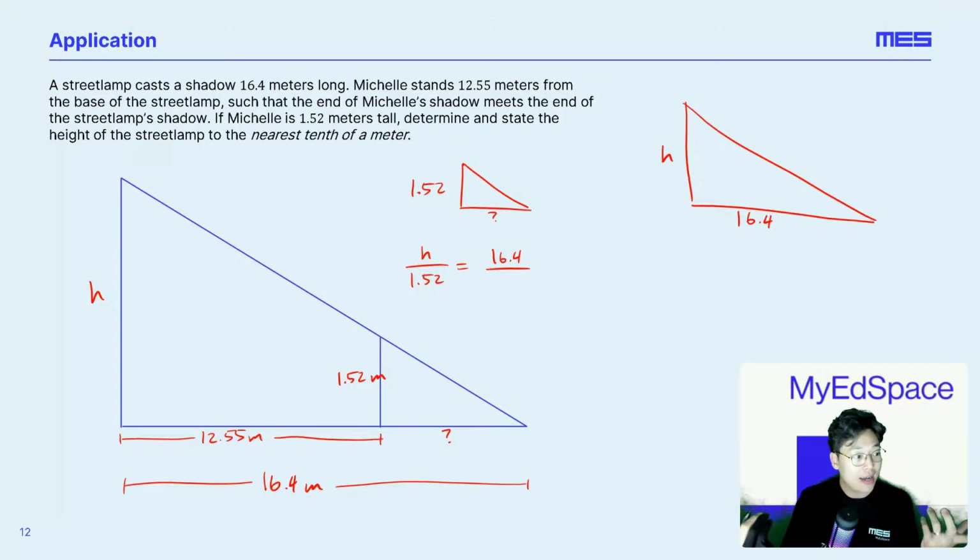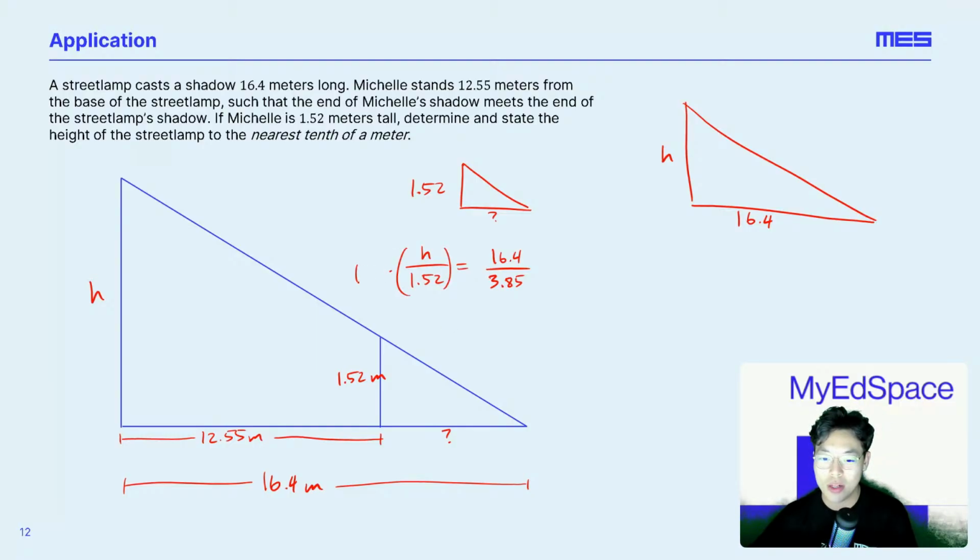Why don't we subtract? Right? 16.4 minus 12.55. Exactly, Maddie. Step ahead of the game right here. Amazing work. So that would be 3.85. Just some quick maths there. Amazing. And now we can multiply both sides by 1.52 and see what we get for h.